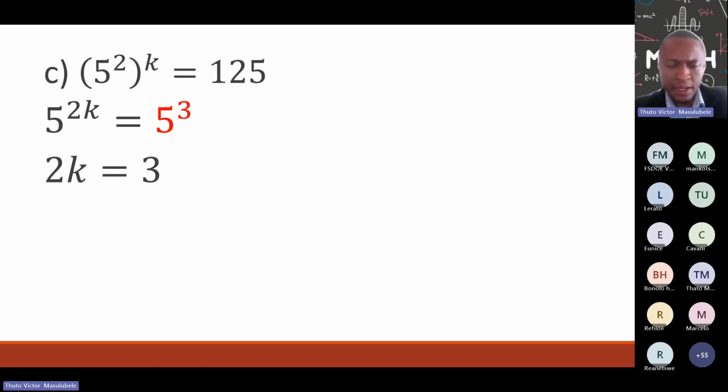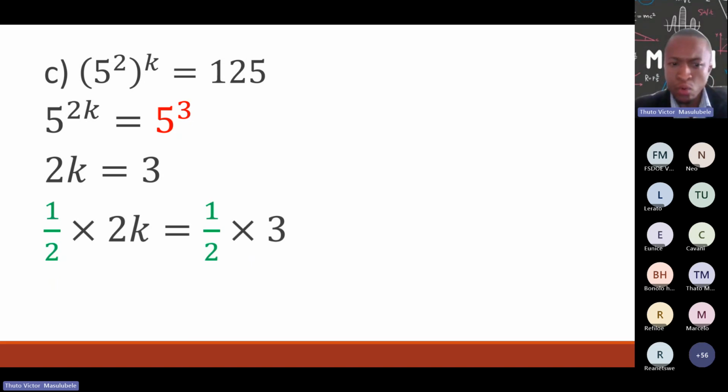So once we've equated our exponents, realize, grade 8 learners, that we have not isolated our variable. Now, how do we isolate the variable in this case? Realize that k has a coefficient of 2. So how do we get rid of that coefficient of 2? Yes, we multiply both sides by the multiplicative inverse of 2. What's the multiplicative inverse of 2, grade 8 learners? You know that the multiplicative inverse is a half. So you multiply both sides by a half in order for us to isolate k. And by doing that, the value of k will be 3 divided by 2, or 1.5.